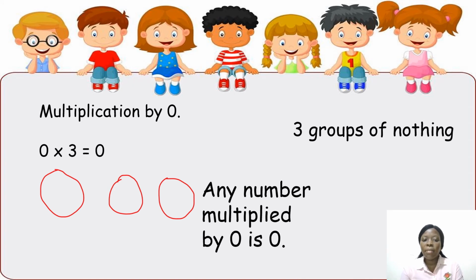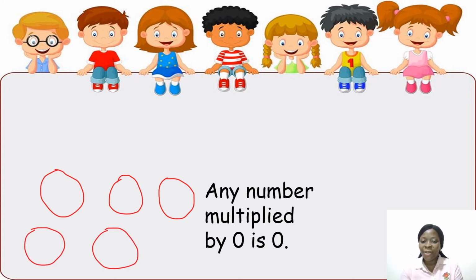So 0 times 3 is equal to 0. We have 3 groups of nothing. There is nothing to multiply with. So it's always 0. Any number multiplied by 0 is 0. It doesn't matter the number. 1 times 0 is 0. 5 times 0 is 0. 8 times 0 is 0. 1 million times 0 is 0. When you multiply by 0, the answer is always 0. I hope you got that.